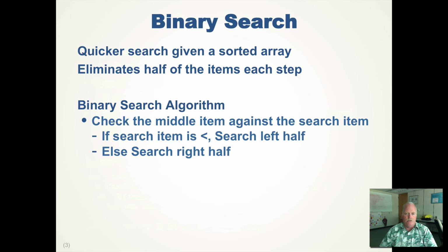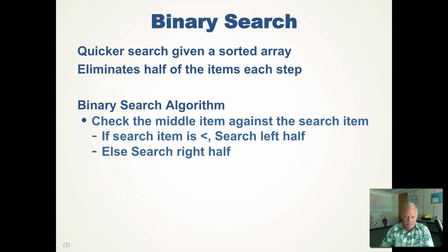Another way of searching is a binary search, which is a quicker search because we can divide the problem in half, but it requires a sorted array. If we have a sorted array, we know that the first item is less than or equal to the second item, etc. If we look at the middle and compare that to our item, we can decide to search the left half or search the right half.